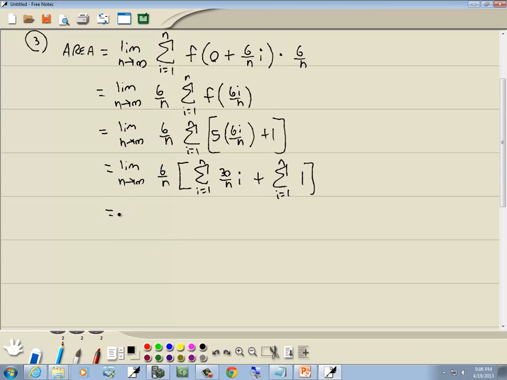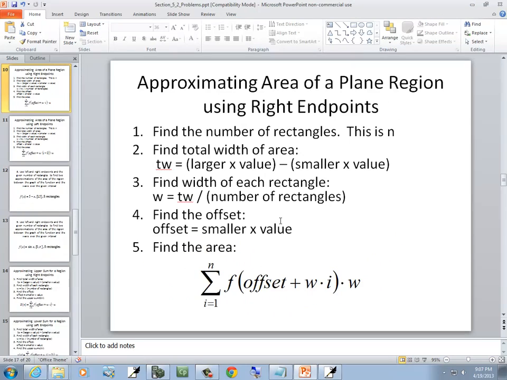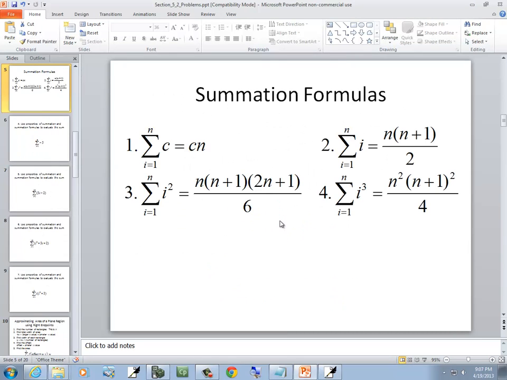Well, then, we've got the limit as n goes to infinity of 6 over n. Now this 30 over n, again, doesn't change. i is the only thing that changes. So the 30 over n I can put out in front of this summation. So we've got 30 over n, summation from i equals 1 to n of i, plus this summation from i equals 1 to n of 1. Now these should look familiar. These go back to our formulas here.